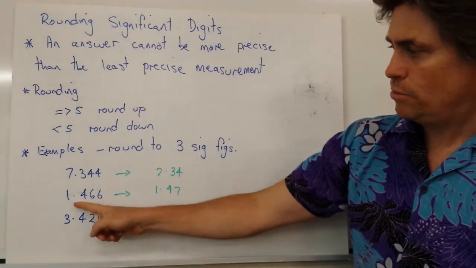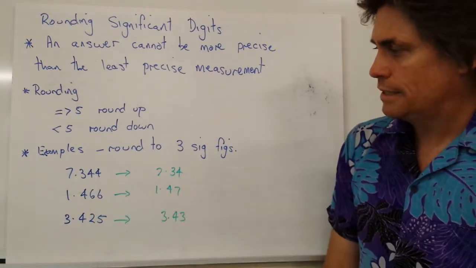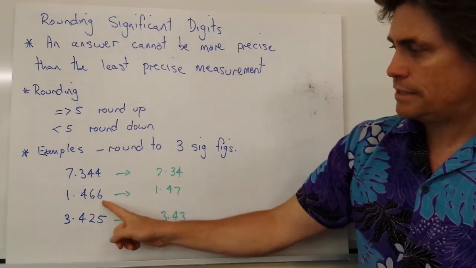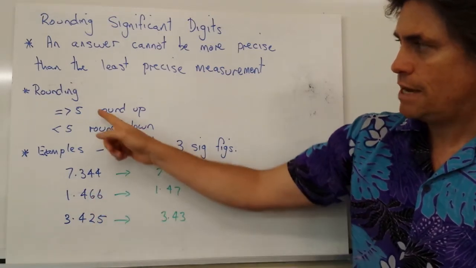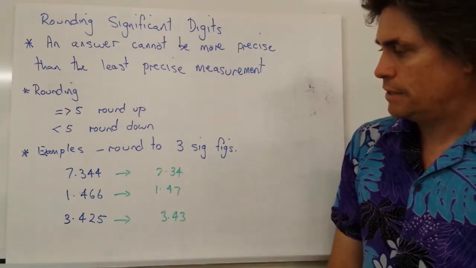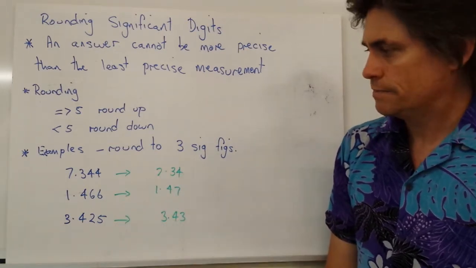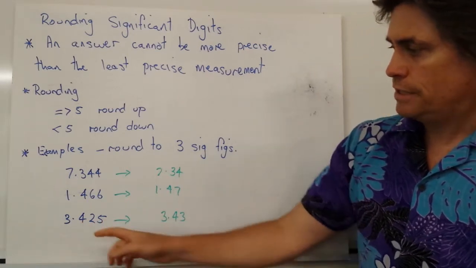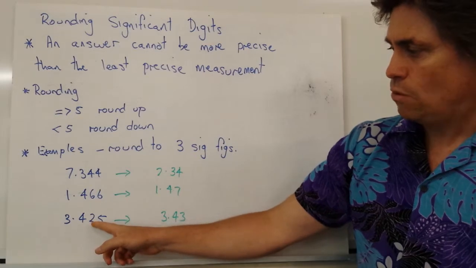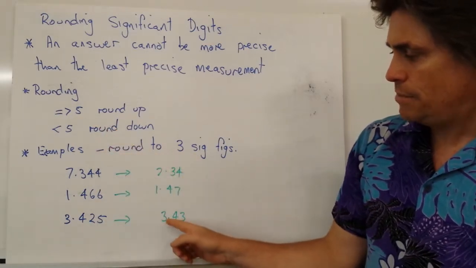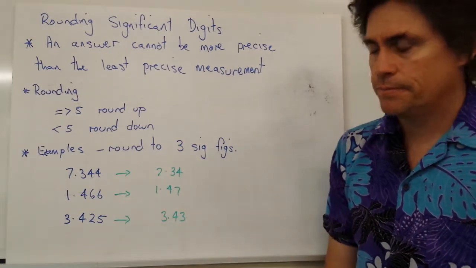In our second example, we have 1.466. To 3 significant figures, we're only going to take the first 3. Our next digit we need to round, and because it's greater than 5, we round it up. So our final number to 3 significant figures will be 1.47. And our final one, 3.425. To 3 significant figures, we take the 3.4. Because the next digit is a 5, we round up. So this number becomes 3.43.